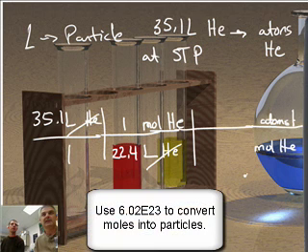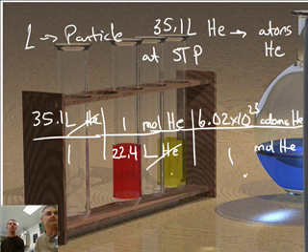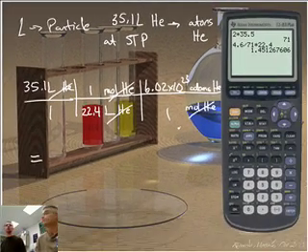1 mole, 6.02 times 10 to the 23rd atoms of helium. There are always 6.02 times 10 to the 23rd particles, of which atoms are particles, in a mole.